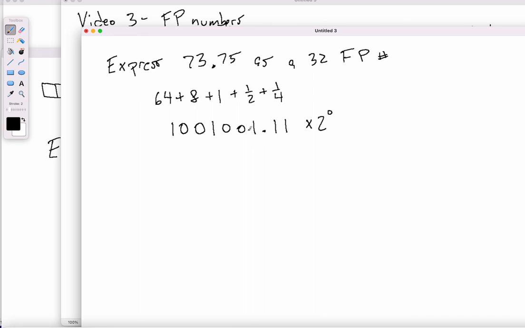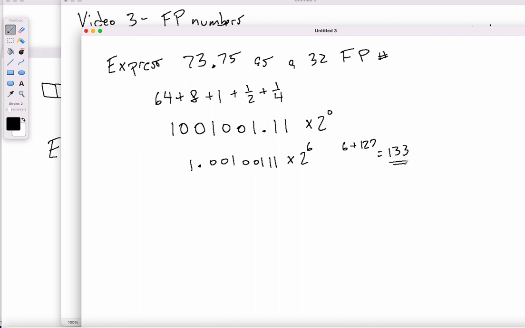So if I move it over here, that's 2 to the 1st, 2 to the 2nd, 2 to the 3rd, 2 to the 4th, 2 to the 5th, 2 to the 6th. So it's 1.001001111 times 2 to the 6th. So 6 plus 127 is equal to 133.